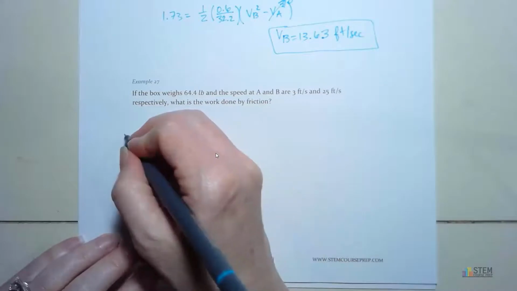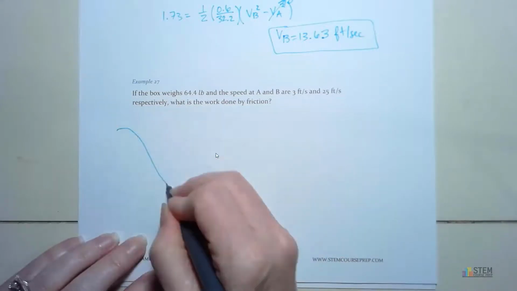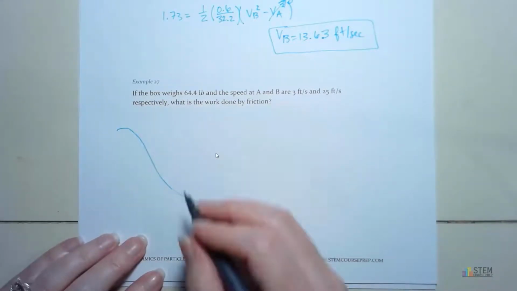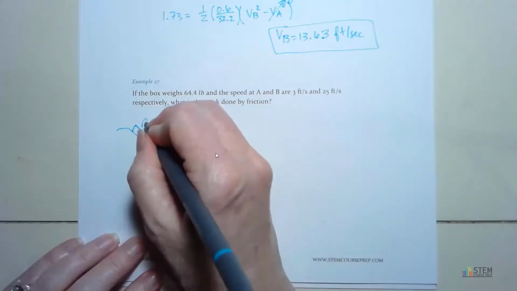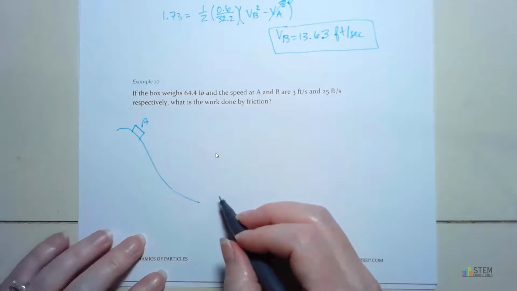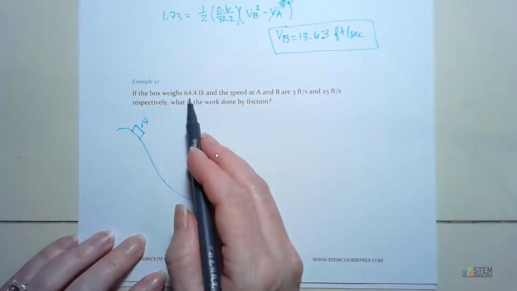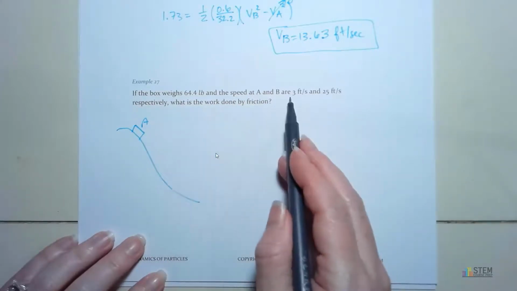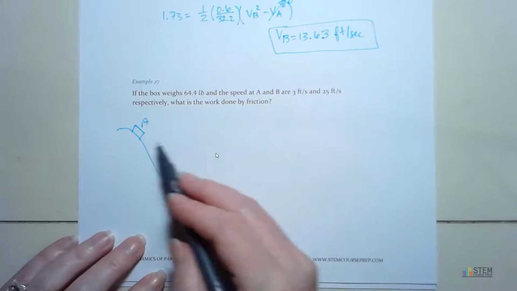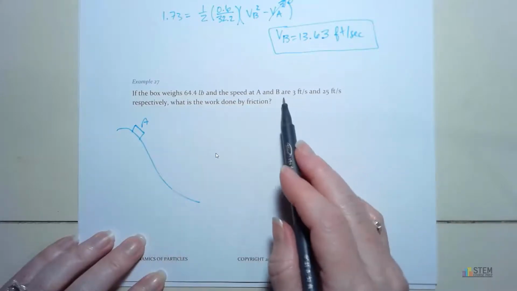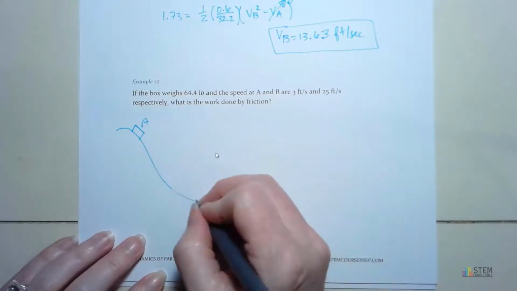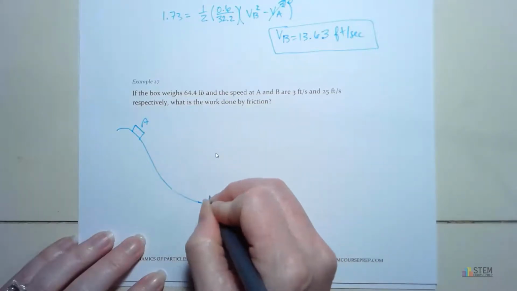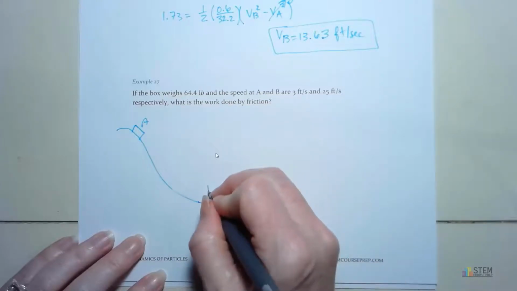So this one, we're going to have a ramp. Let's say it looks like this. We're going to have a box. So we've got this box at A, and it's going to weigh 64.4 pounds. The speed at A is 3 feet per second, and then it's going to slide down this hill, and the speed at B will be 25 feet per second. All right, so let's say that B is right here.